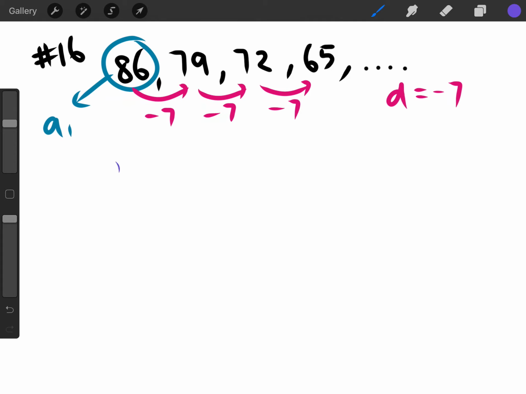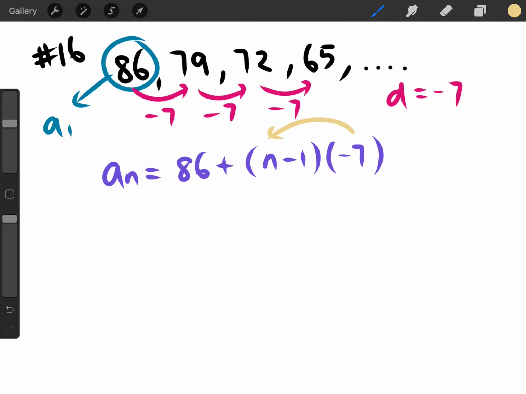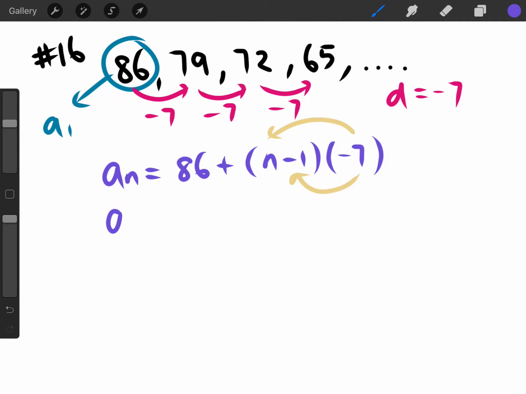So the rule is going to be a sub n equals a sub 1, 86, plus n minus 1, keep it as n minus 1, multiplied by the difference, -7. Distribute the -7, and then we're going to combine like terms later. So a sub n equals 86 minus 7n plus 7. Combine like terms now. That's going to be 93 minus 7n.